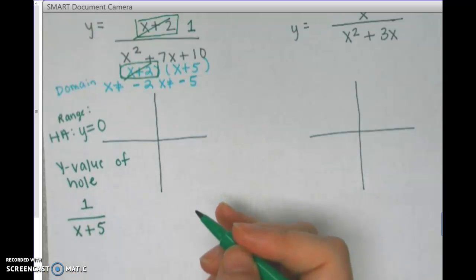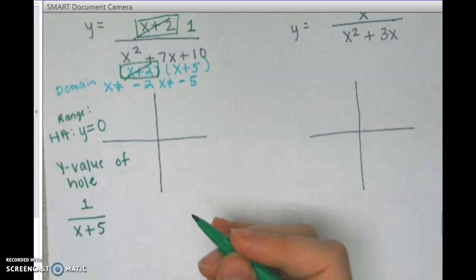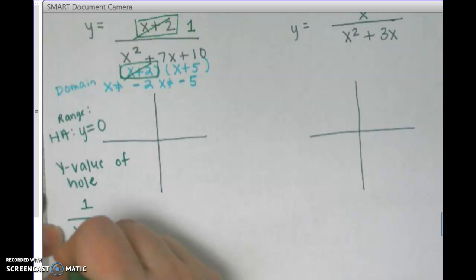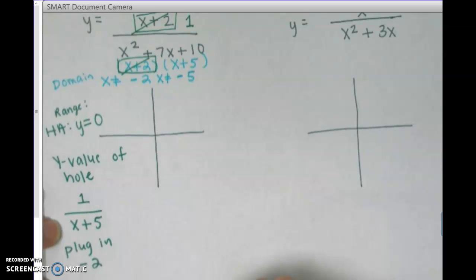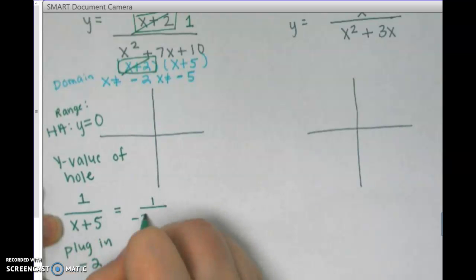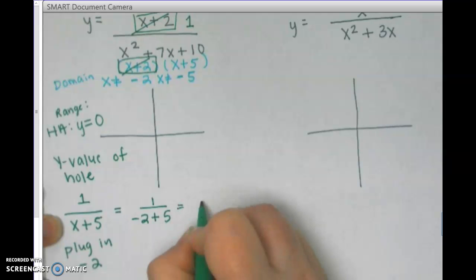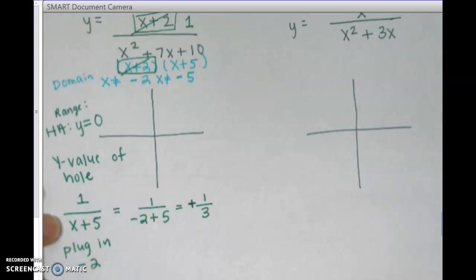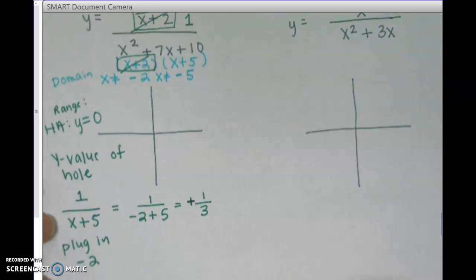So basically, this is why we call it a removable discontinuity when it's a hole, because I'm removing the x plus 2 part when I simplify it. So this means I can plug in -2 for x. And I can do that now because now -2 is not a problem. So when I take my simplified answer and I plug -2 in for x, oh, that's positive. I'm going to get 1/3. So that is the y value of the hole.